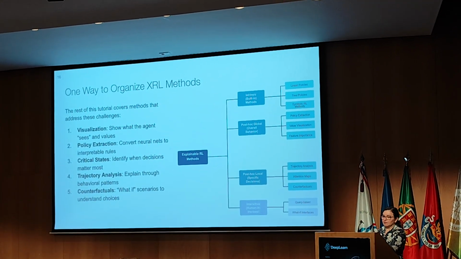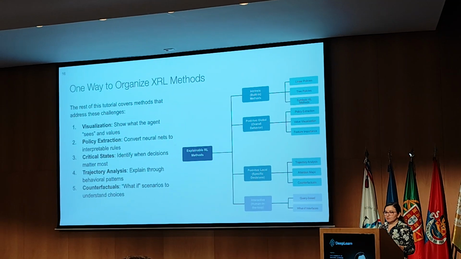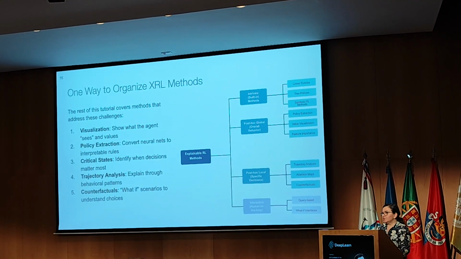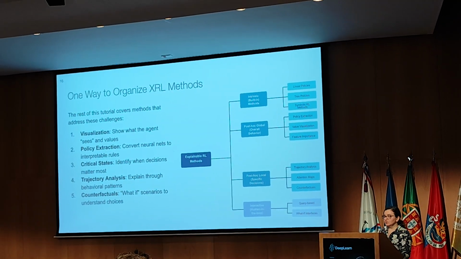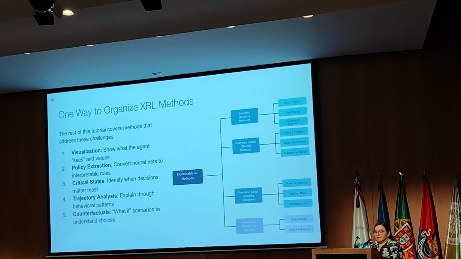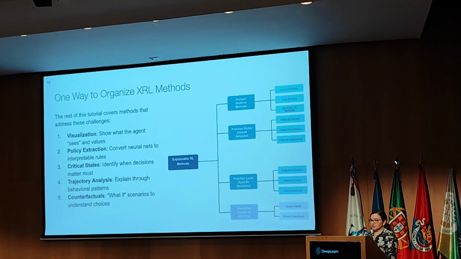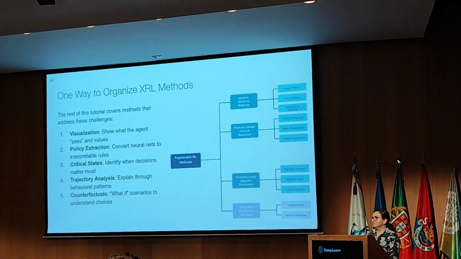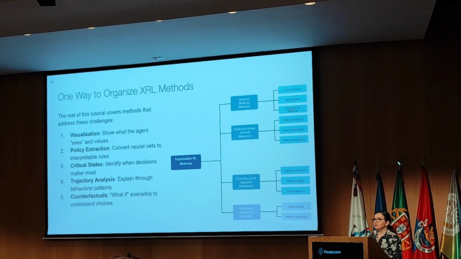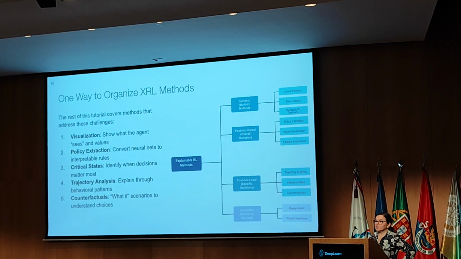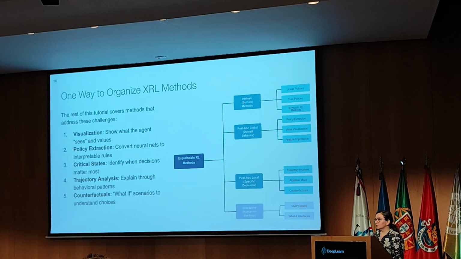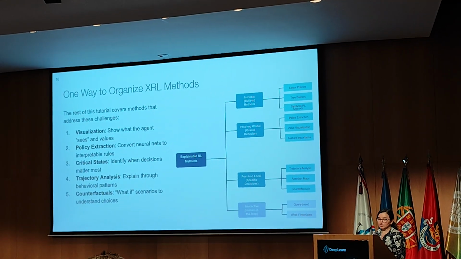So here I tried one way to organize all these XRL methods. Some of them are based on visualization, so they just show what the agent is doing, what it is seeing, what these values are. The second one is based on policy extraction. If your policy is a neural network, you can distill this neural network into another model, let's say an ensemble of linear models or a decision tree, so you can better explain how the decisions are made.